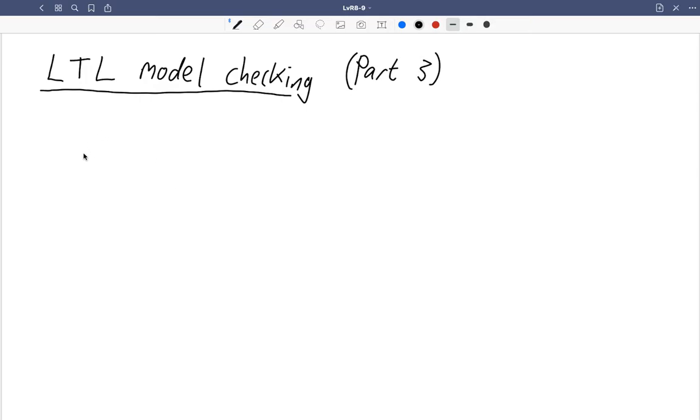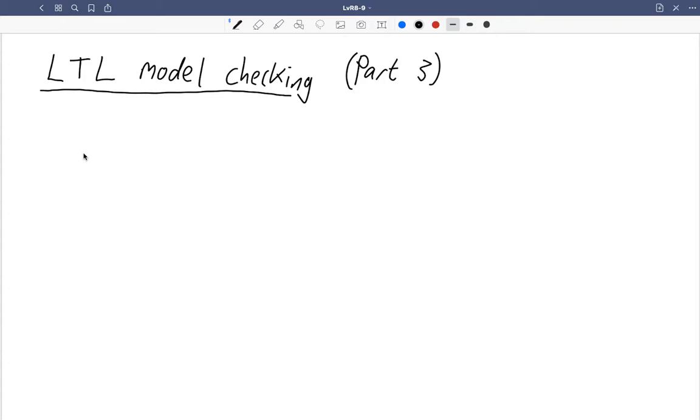This is lecture 9 of Logika or računalništvu, Logic and Computer Science. And we're going to continue what we were doing last week, which was looking at the model checking problem for linear time temporal logic, LTL. So last week we saw what this problem is. We looked at a nice piece of mathematical machinery that was going to be used to solve the problem.